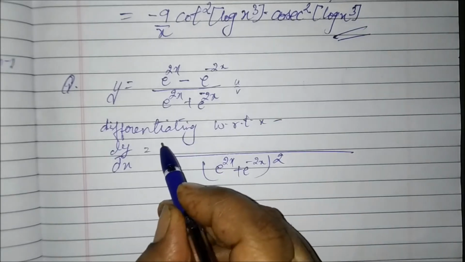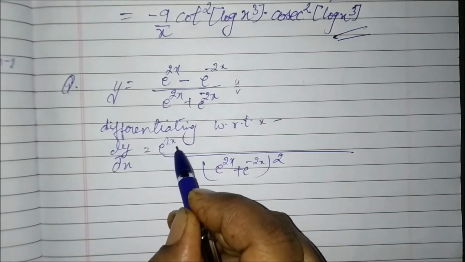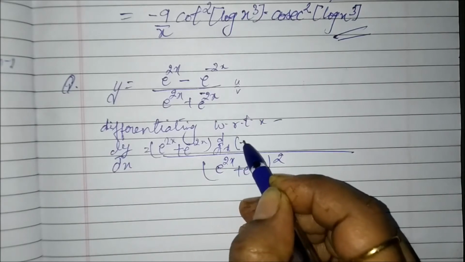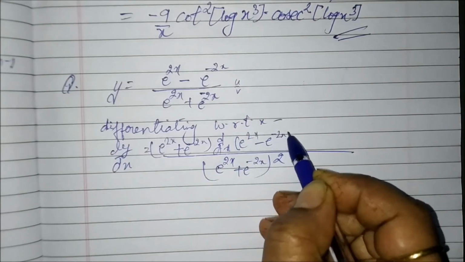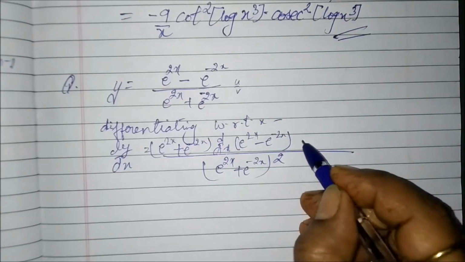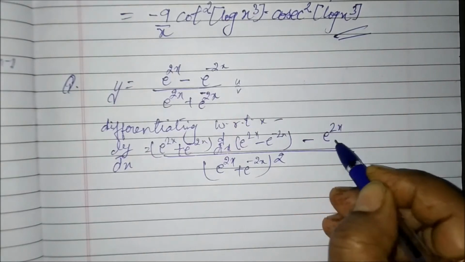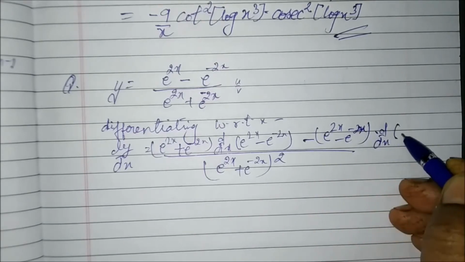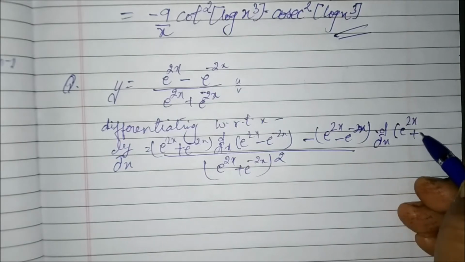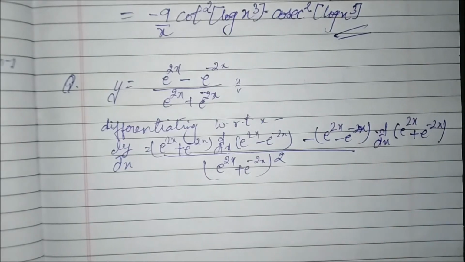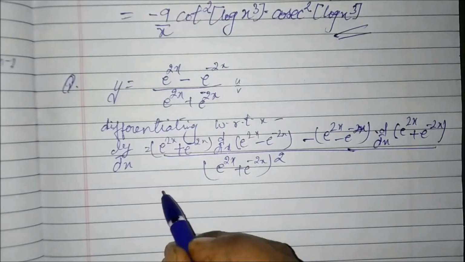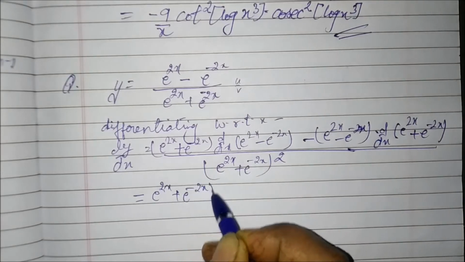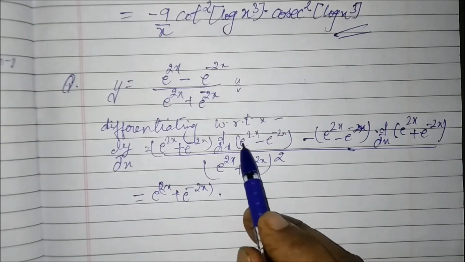Now we write here v into d by dx of the numerator, minus then e raised to 2x minus e raised to minus 2x into d by dx of e raised to 2x plus e raised to minus 2x. Now this will be copied here into, now the derivative of this term.